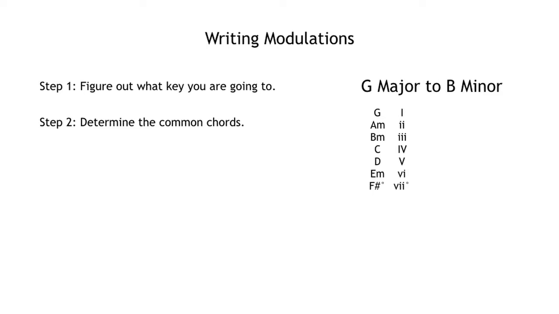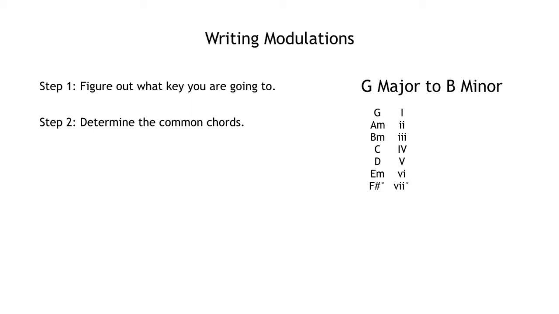My supertonic chord is an A minor triad. My mediant chord is a B minor triad. My subdominant is a C major triad. My dominant is a D major triad. My submediant is an E minor triad. And my leading tone triad is an F sharp diminished triad.